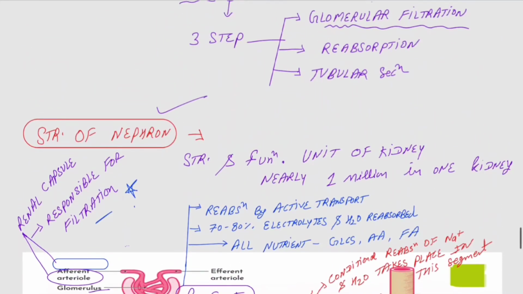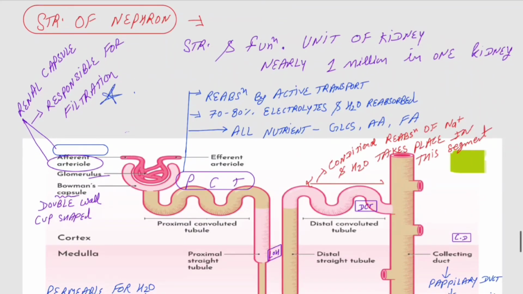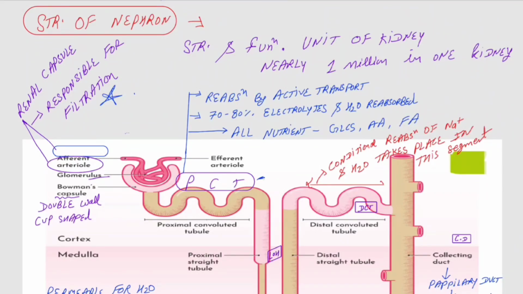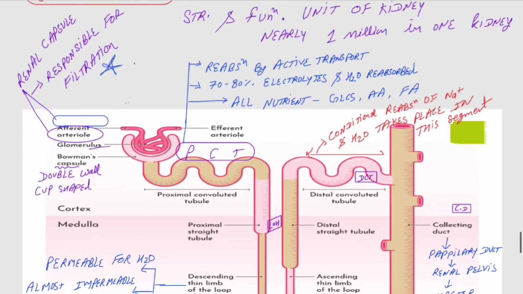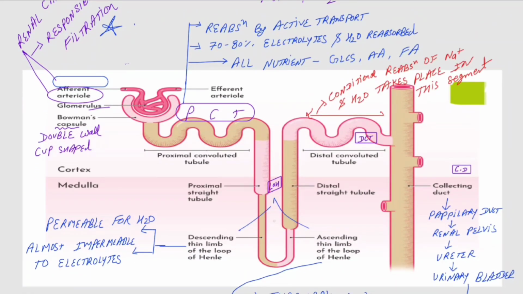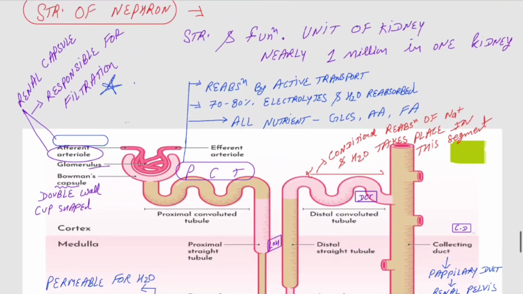Glomerular filtration is done by glomerulus, responsible for filtration. That is the first step. Now second is reabsorption. Reabsorption is done by PCT. PCT reabsorbs by active transport 70 to 80% electrolytes and 99% water. And all nutrients like glucose, amino acids and fatty acids. The waste is forwarded into the loop of Henle. Loop of Henle is divided into two parts, descending and ascending limb, and then DCT. And after DCT, collecting duct.